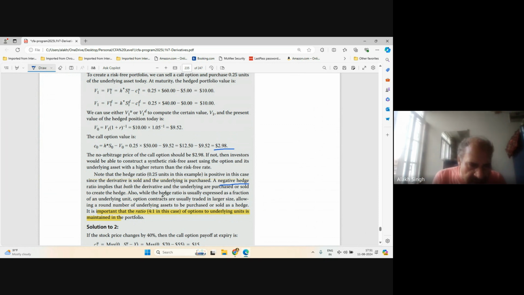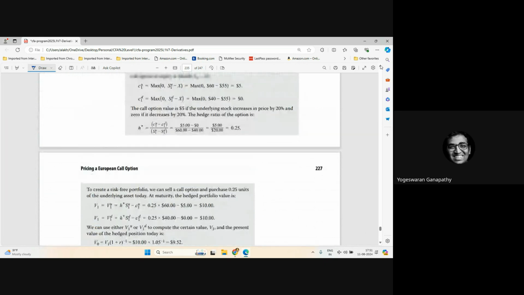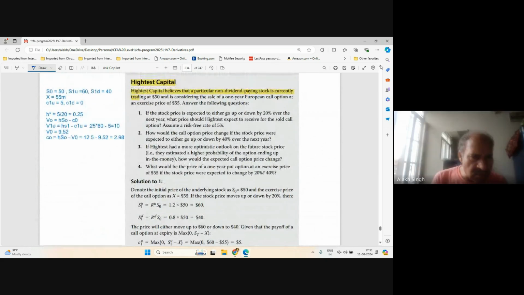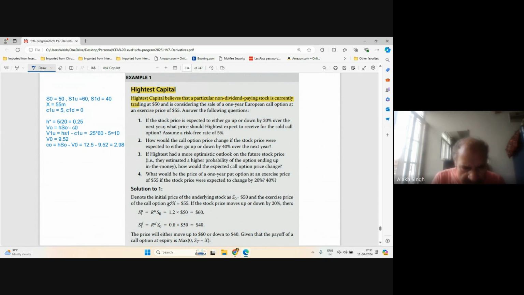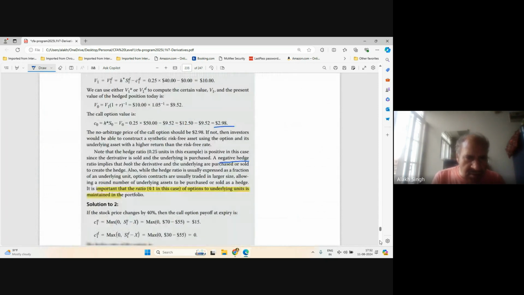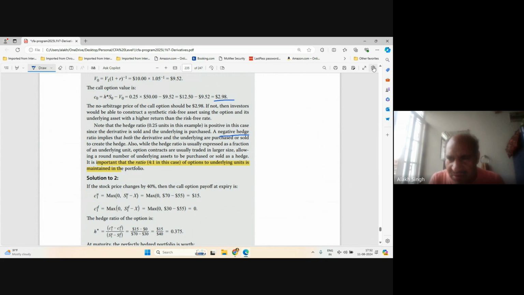It is also telling that this ratio H is important. 4:1 in this case means H is 0.25, means you buy 4 calls and sell 1 underlying. So that is what it is. 4:1 units is maintained. Okay, let's go and see question number 2. Is it clear so far? Yes, sir. So far it's clear. We solved it in only a small space. The book took a lot longer, about 3 times of what we used.